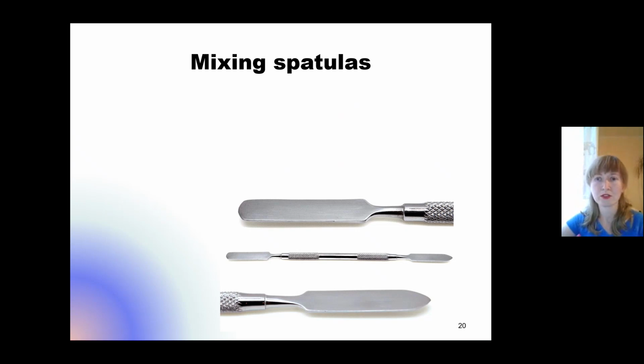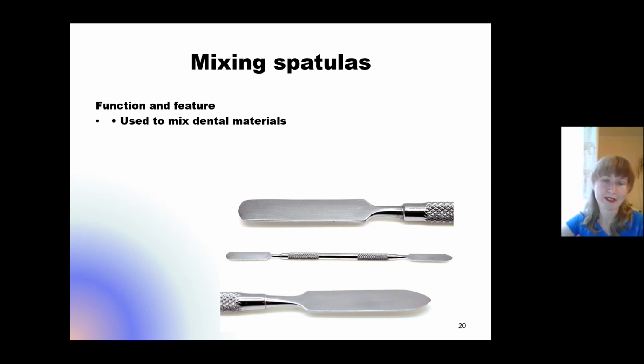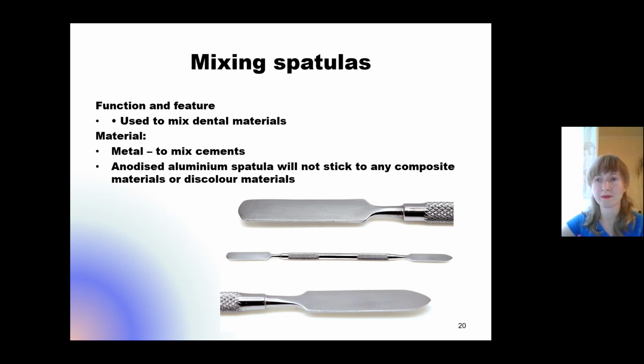And the last instrument that is used for restoration purposes is the spatula, mixing spatula. It has such functions: to mix dental materials. The only peculiarity is that this instrument can be made from metal or plastic. Metal spatulas are used mainly to mix cements. Anodized aluminum spatula will not stick to any composite materials or discolor materials. Plastic spatulas are used to mix composite materials, as metal can stain composite material.